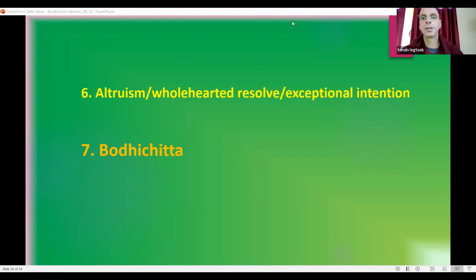Okay, so relax your attention there, and we'll dedicate. So by the force of whatever merit we've generated by meditating on bodhicitta, may all sentient beings, our kind mothers, who've been kind to us from life to life in this and countless past lives, be free from every form of suffering.